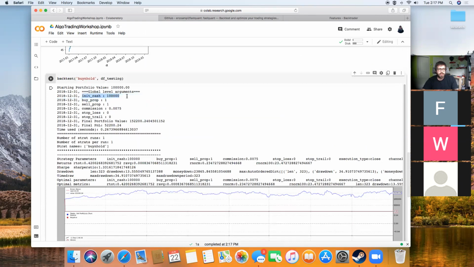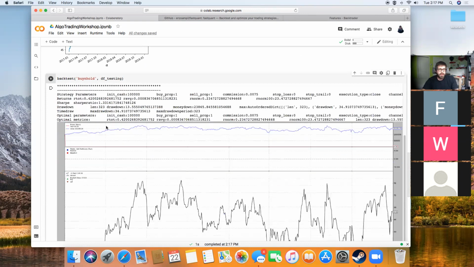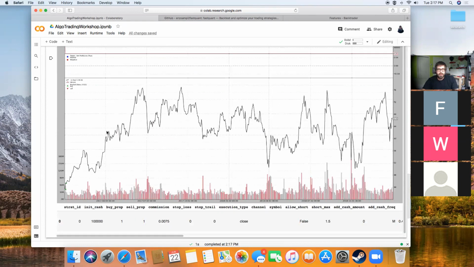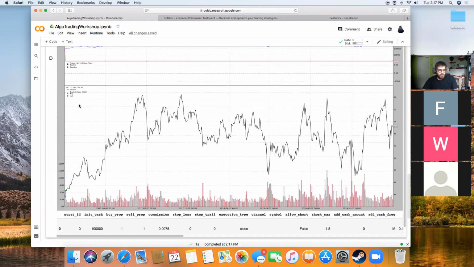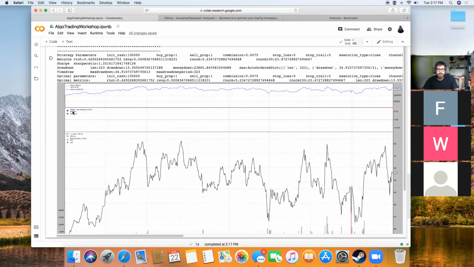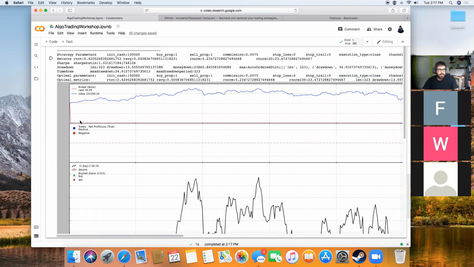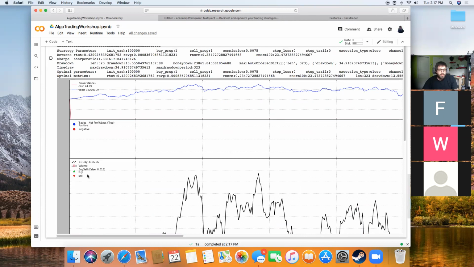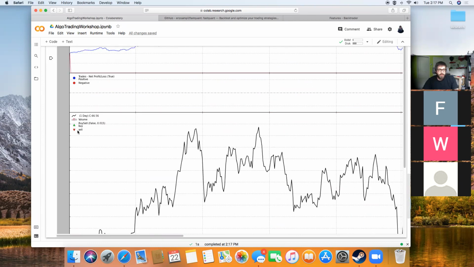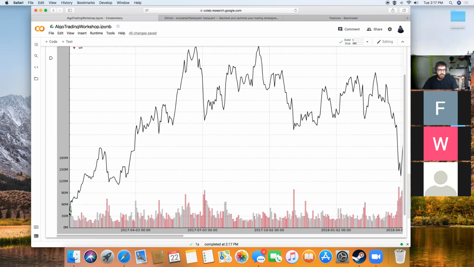So the initial cash was 10,000. This is, I think, how many times we bought and how many times we sold, because it's buy and hold. We didn't do much. Okay, so this is in the graph. You can see, how can I zoom in? Press on it. So it will give us this symbol for whenever we're buying and this whenever we're selling. So you can see we bought at the very beginning.